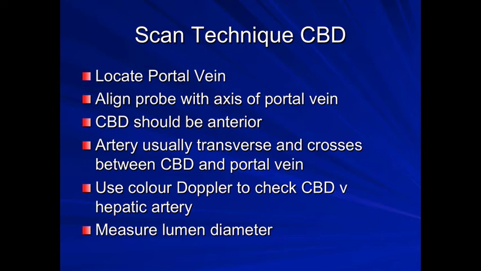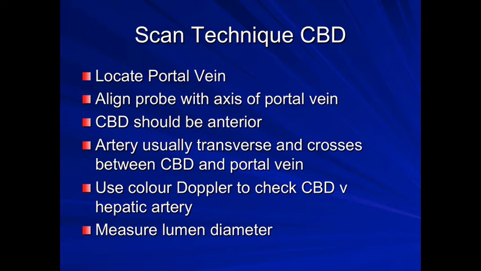Now the hepatic artery also traverses this space, and so it is usually seen up near the porta hepatis, where it runs transversely and crosses between the common bile duct and the portal vein, either the hepatic artery or the right hepatic artery, the branch at that point.